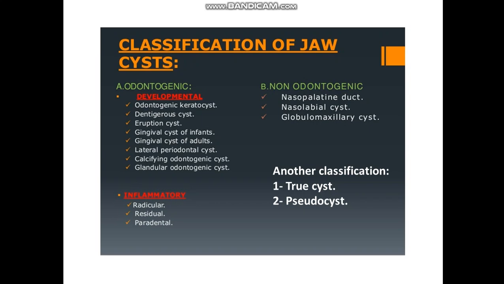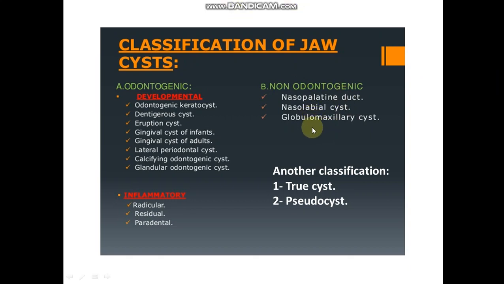So odontogenic or non-odontogenic, odontogenic of developmental origin or inflammatory. Non-odontogenic could be there is also epithelial lining, but the epithelial lining is not related to the tooth formation or tooth development, such as the nasopalatine duct cyst or nasolabial cyst or globulomaxillary cyst.